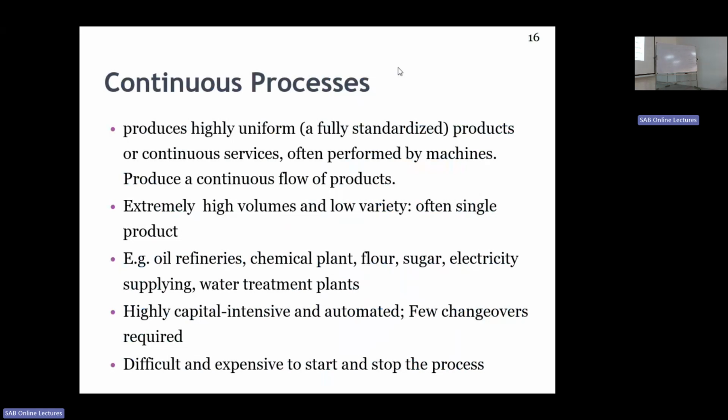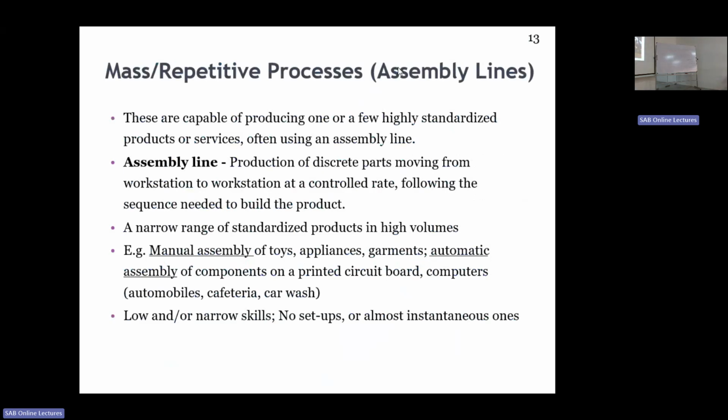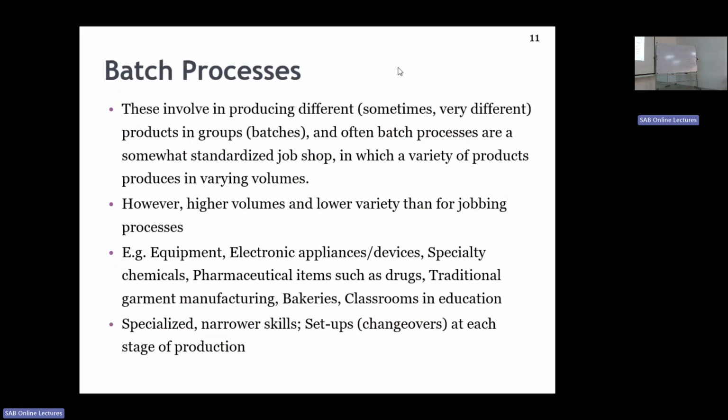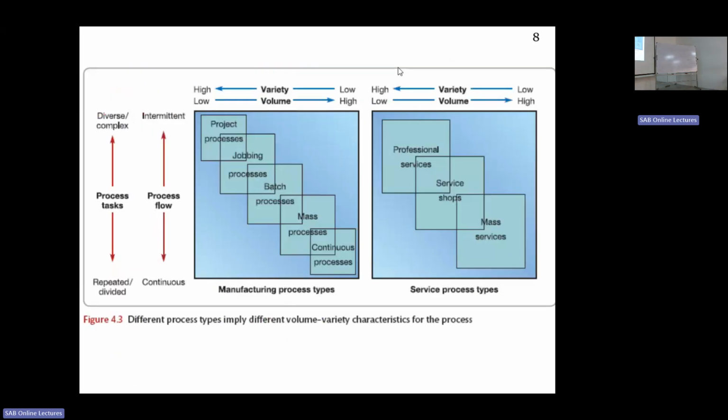Shall we come to the next process? What is that? Batch production. What are the basic details you have to share with us about batch production? Batch production: variety and volume are both moderate. As you see here, batch sits somewhere there: volume moderate, variety moderate.